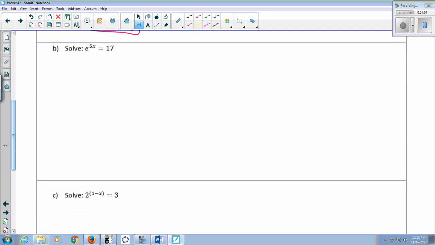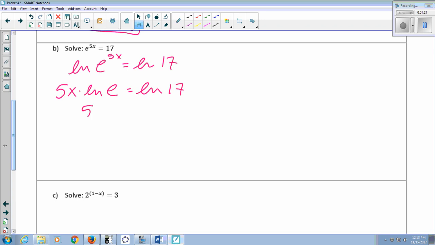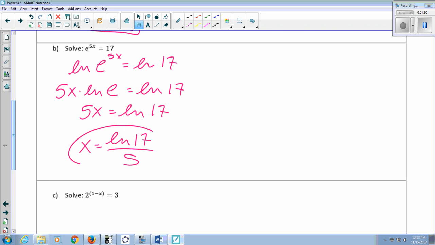Solve e to the 5x equals 17. Similar approach here. ln of e to the 5x equals the ln of 17. Take the ln of both sides. Bring the exponent down, so you have 5x times the ln of e equals the ln of 17. The ln of e is 1, so this just says 5x equals the ln of 17. Divide both sides by 5, so x is the ln of 17 over 5.